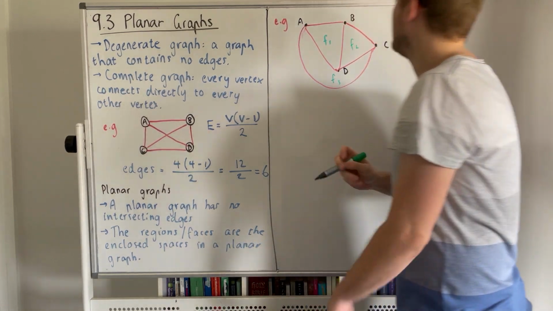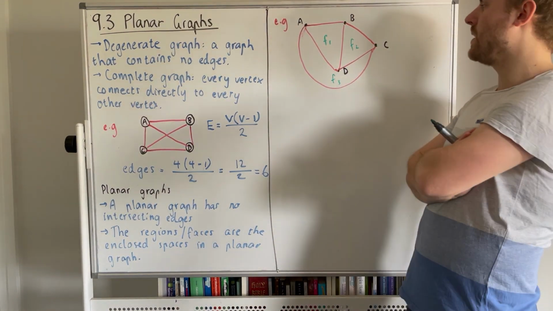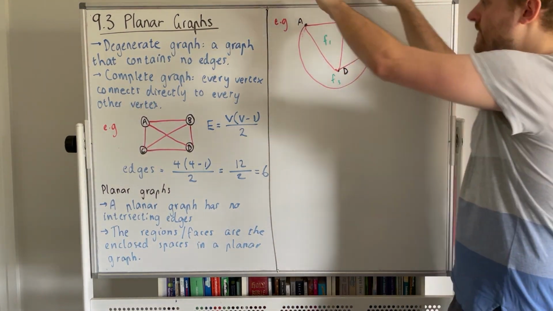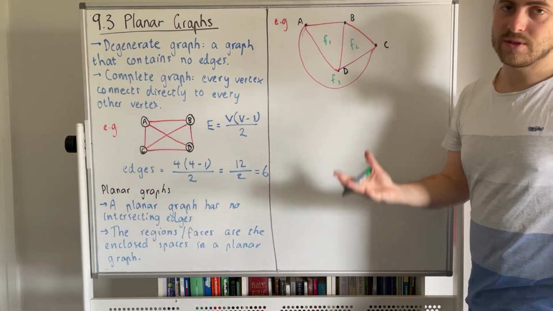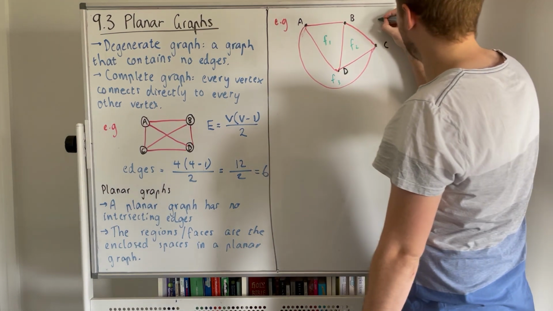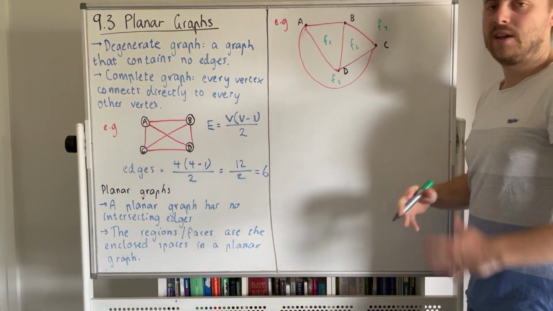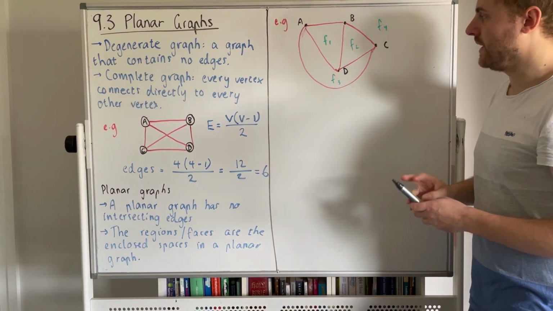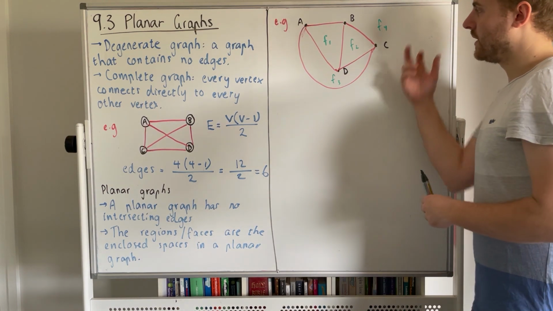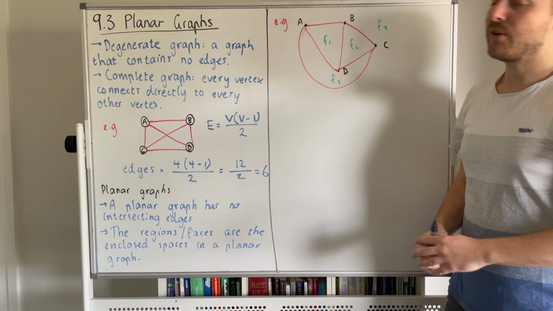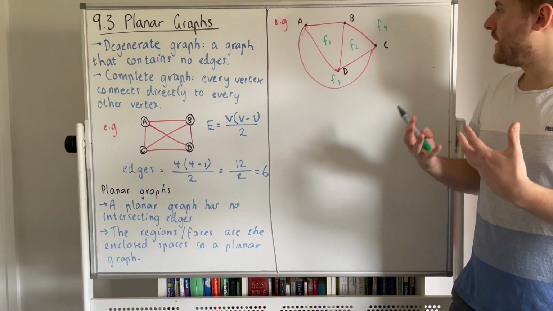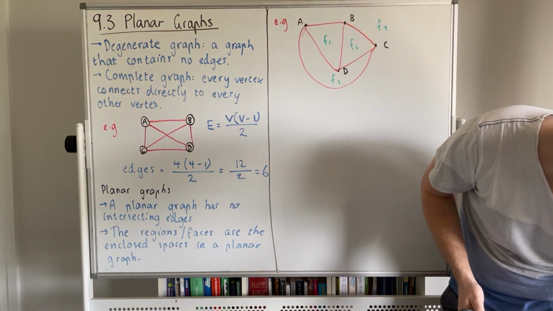Face 3. Now, for those of you that did year 11 last year, you might remember that the infinite space around the outside of our graph network also constitutes a face. So in this case, outside there is face 4, or the 4th face of our graph network. So don't forget about that space that encloses our graph network. That also counts as a face.